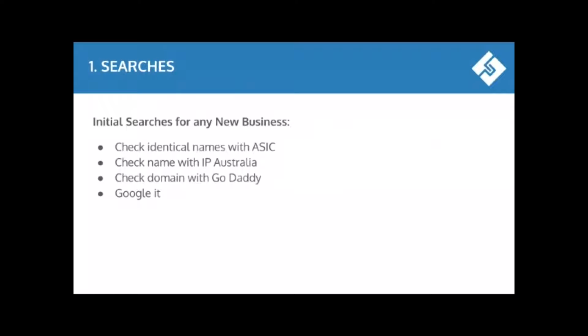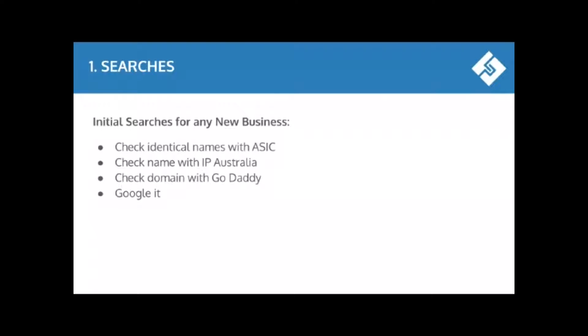So let's start with the first one. Obviously, checking identical names on ASIC. So when you're starting a business, worst thing you can probably do is start a business with the name of a similar business. I'm not suddenly going to go out and start a search engine called Google, because I'm pretty sure there's already a search engine out there that's going to take all my business away from me.